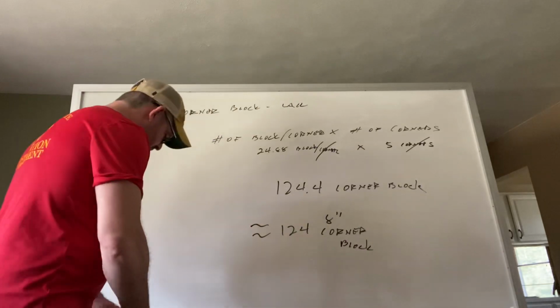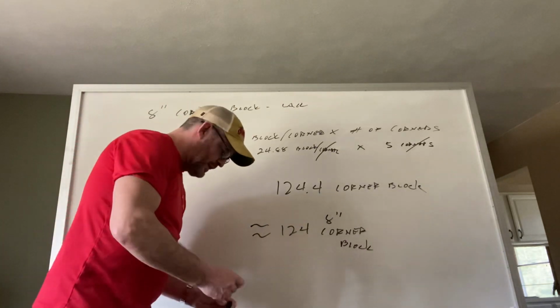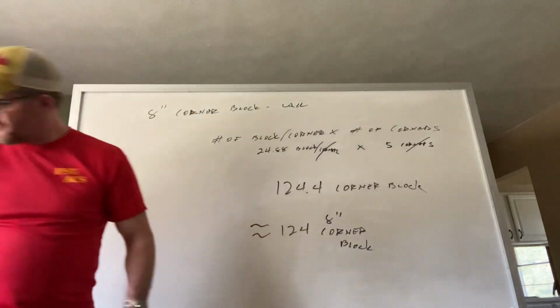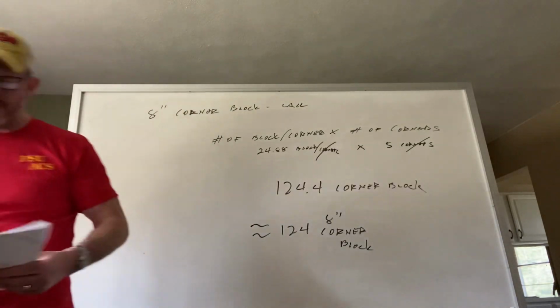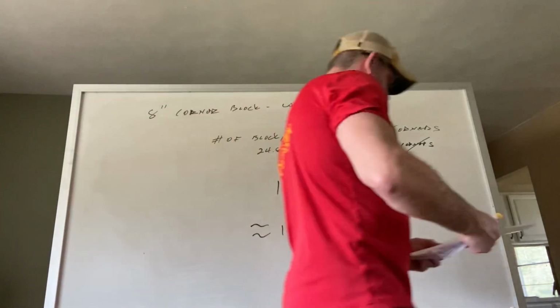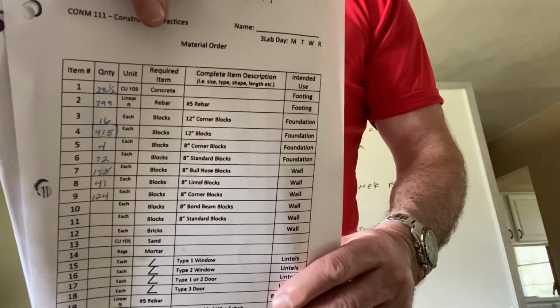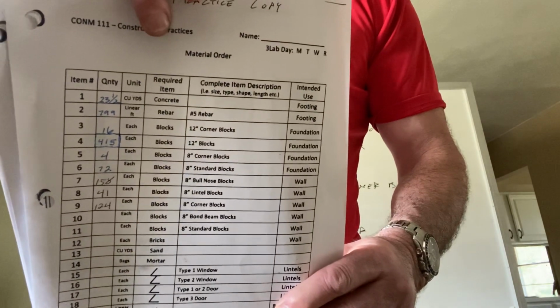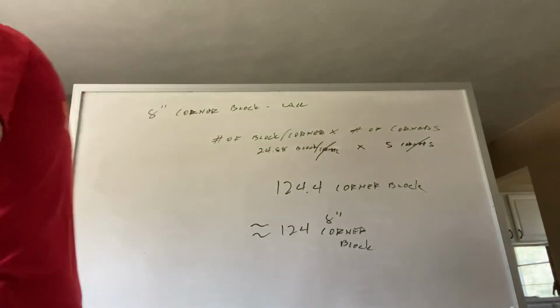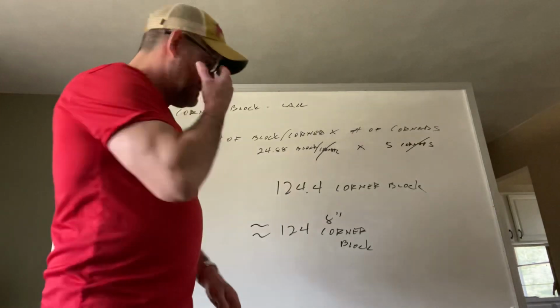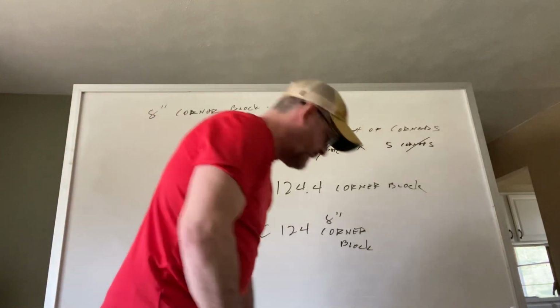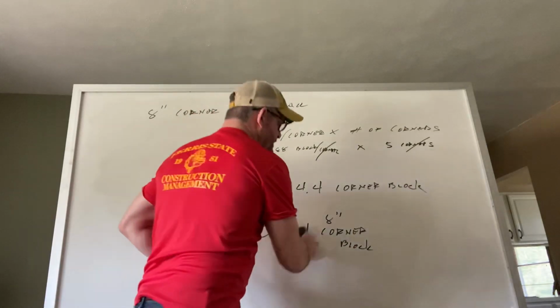Okay, so again, we are going to put that into our list, 124. And we're moving down our list. We've got 124 corner block. Okay, everybody should be keeping up at this point. All right, so let's do one more, and then we'll call that good for this video.